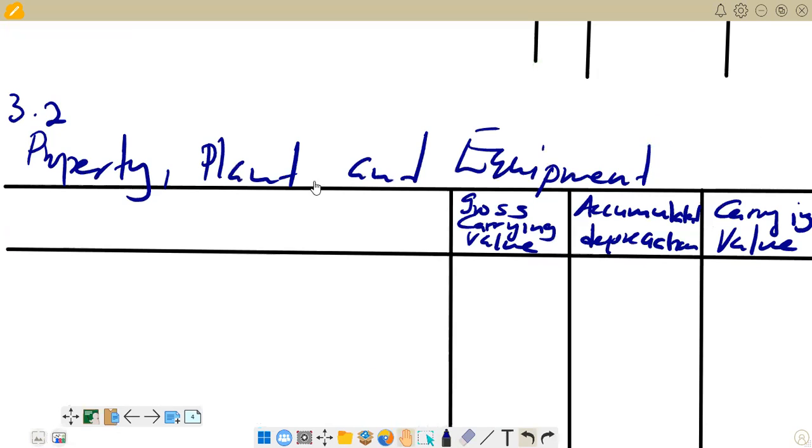So if you come here, you see that we've got the column for gross carrying value. That's where we're going to put the cost. And then accumulated depreciation, we have the figures there. And then we subtract gross carrying value minus accumulated depreciation to get the carrying value. So here, let's start with the first non-current asset, which is land and buildings.